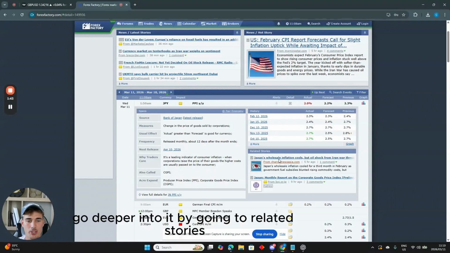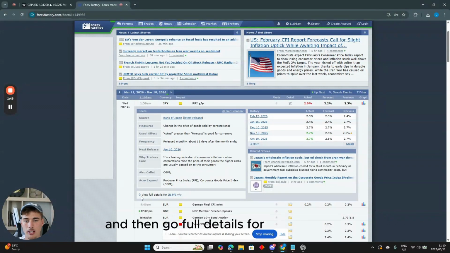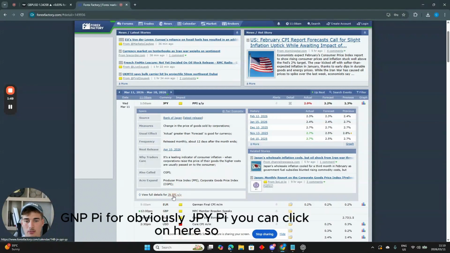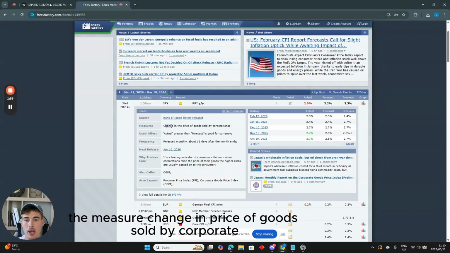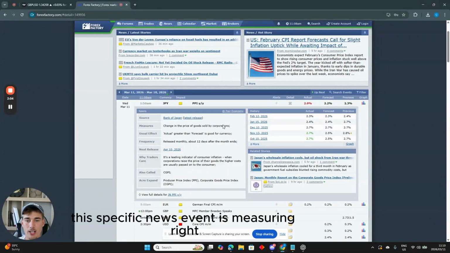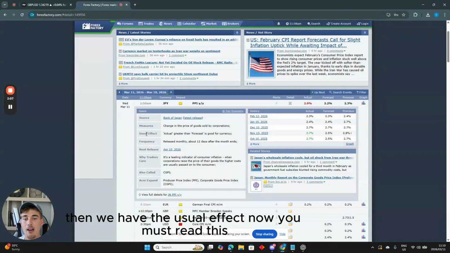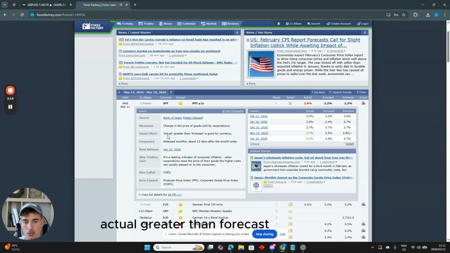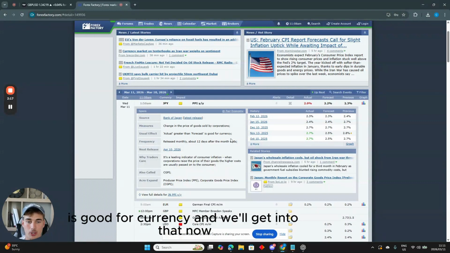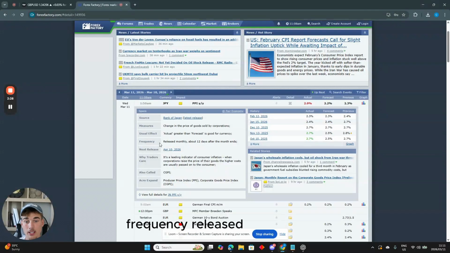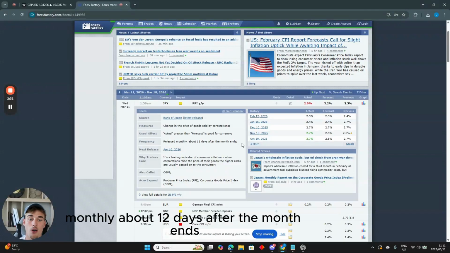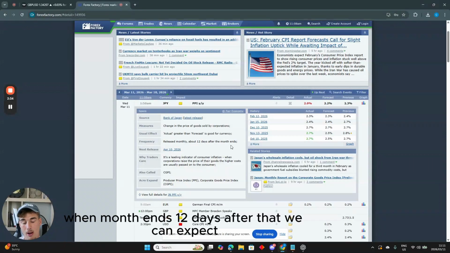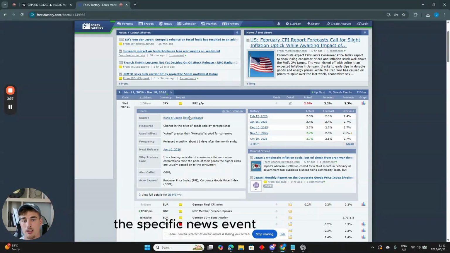Brief, short. You can obviously go deeper into it by going to related stories, and then go full details for, obviously, JPY PPI. You can click on here. So the measure of change in price of goods sold by corporations, right? This specific news event is measuring that. Then we have the usual effect. Now you must read this. This is probably one of the most important things here. Actual greater than forecast is good for currency, and we'll get into that now. Frequency: released monthly about 12 days after the month ends. Okay, so when the month ends, 12 days after that, we can expect this specific news event.